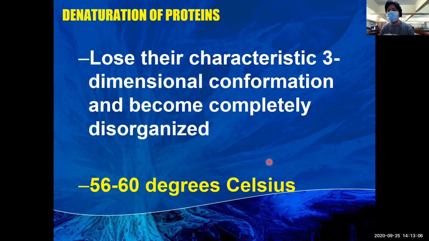So anong temperature ang needed to denature proteins? So we have 56 to 60 degrees Celsius or higher. That is the temperature that is needed for us to be able to denature proteins.